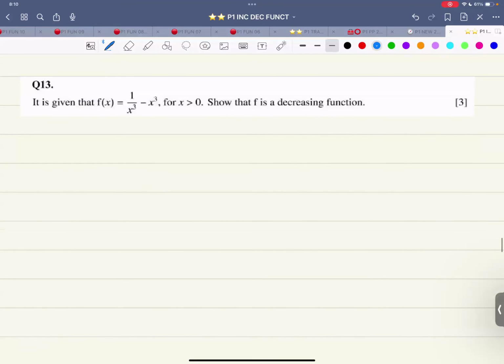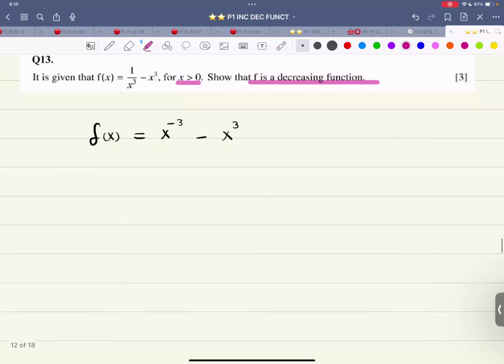Now, slightly different question. Now it says it is given that f(x) is this thing. So let me write in the proper format: x raised to the power of negative 3 minus x raised to the power of 3. And the domain is x greater than 0. So that is the domain. Show that f is a decreasing function. First of all, I have to do the differentiation. f prime x is equal to -3, -3 comes down, x to the -4. Power reduces by 1. -3 comes down, x raised to the power of 2.